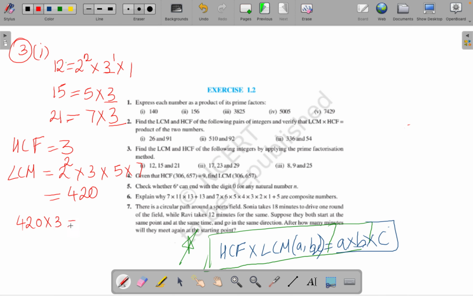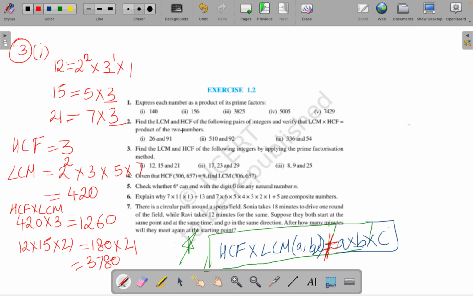420 into 3. Multiply करो, 0, 3 2s are 6, 4 3s are 12. This is this, right? HCF into LCM. Let's find out 12 into 15 into 21. 12 into 15 करोगे तो क्या आएगा? This is 180 into 21. That is 3780. So is it valid? No, it is not valid.